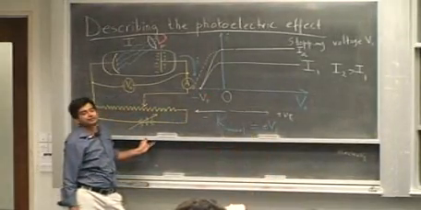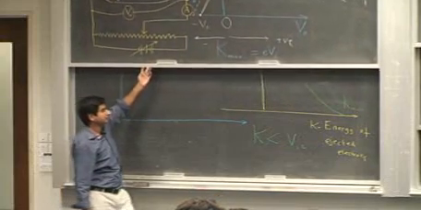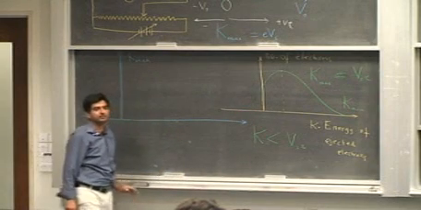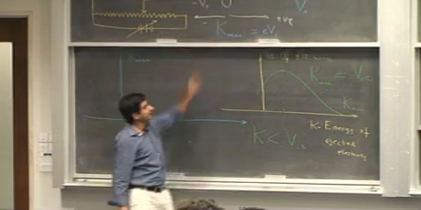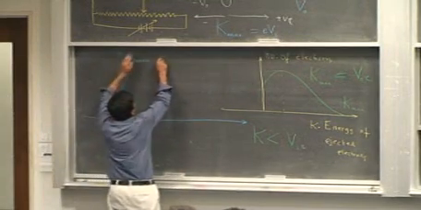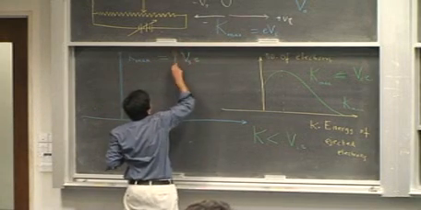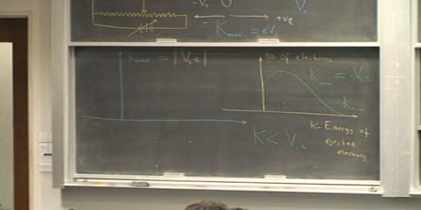Sir, does this graph go in the negative direction? It doesn't go in the negative direction, right? Alright? So now K max is basically a measure of the stopping voltage, or the stopping voltage is a measure of the maximum kinetic energy.